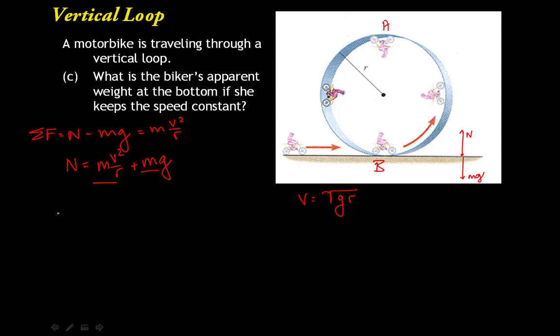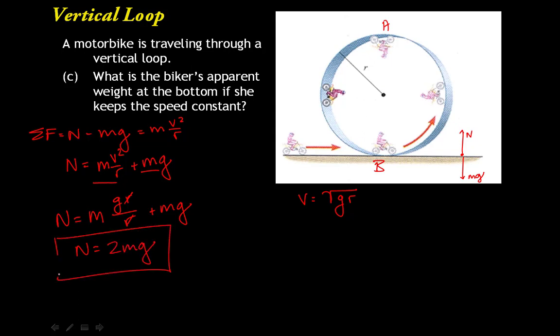So now if we sub in some of our values, we have the normal force equals m times the square root of g times r, squared, which is just gr, divided by r, plus mg. In this case, we see that the r's cancel out, and the normal force happens to equal 2mg, or the rider feels, in this area at least, twice as heavy as they would feel if they're just sitting on the regular ground.